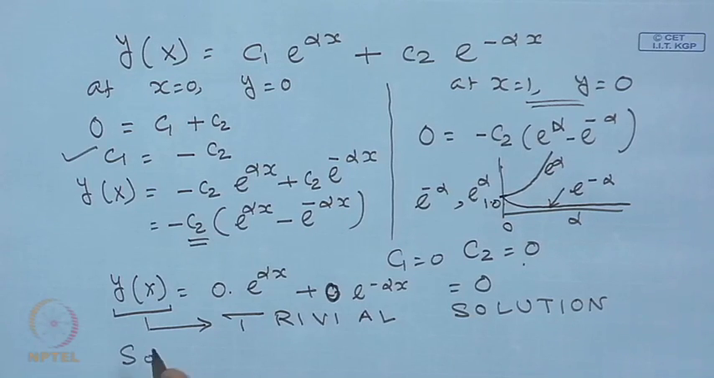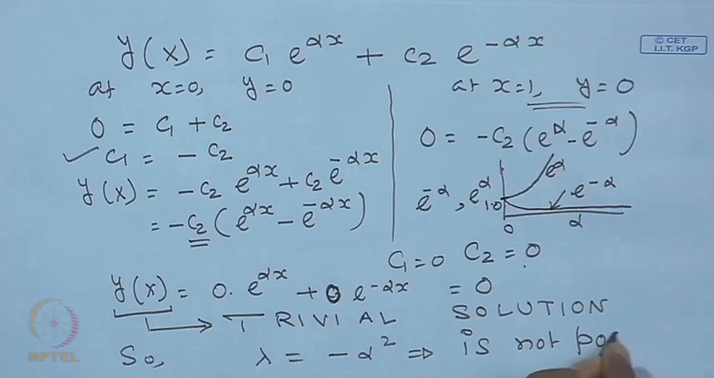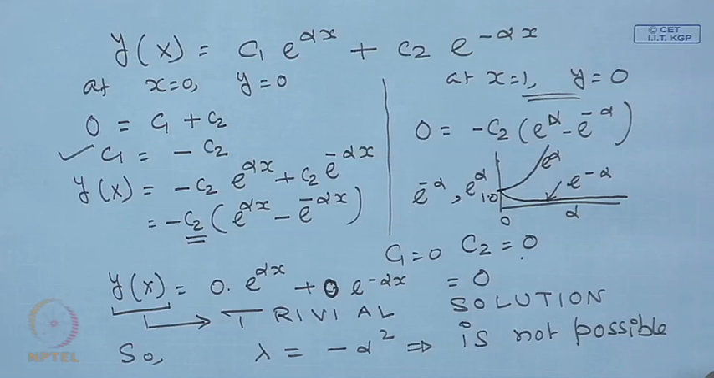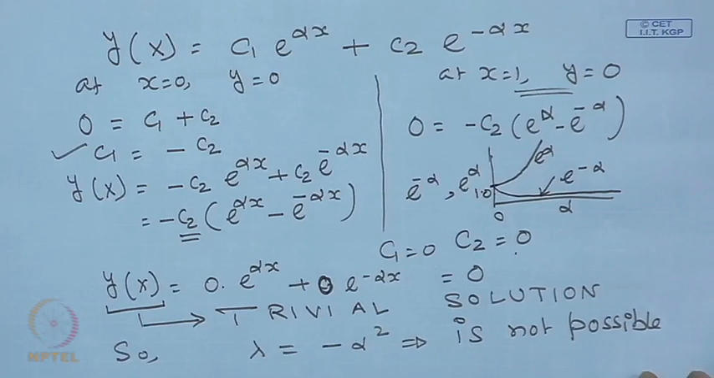So, therefore, lambda cannot be a negative quantity, is not possible. So, lambda is minus alpha square is also not possible. So, if you remember, we have 3 choices for real value of lambda. Lambda is 0, that is ruled out because we are getting a trivial solution. Then lambda is negative, that is also ruled out, because we are getting a trivial solution. So, only option that we are left with is lambda is positive.